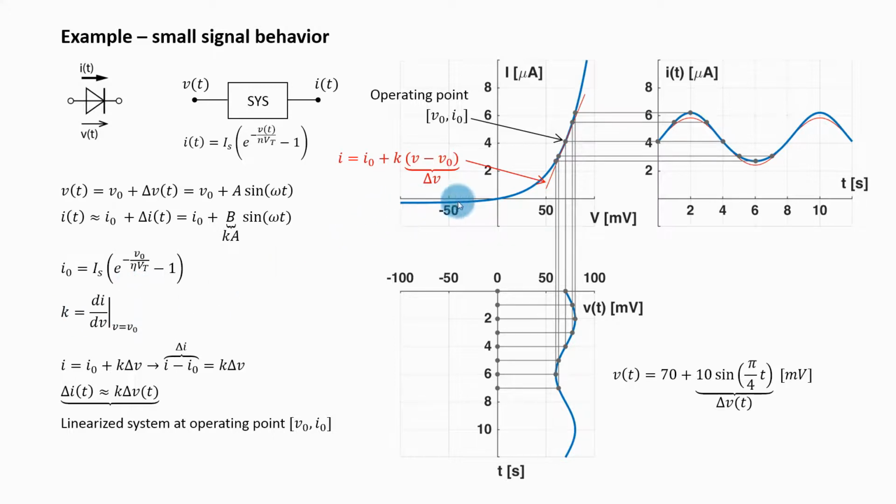Now, if instead of this curved current voltage characteristic I use this straight line, the output will be this red curve. Mathematically, this delta v gets multiplied by this k, which will give me this red curve that corresponds to this sine. So the amplitude of this sine will be the original amplitude multiplied by this k.